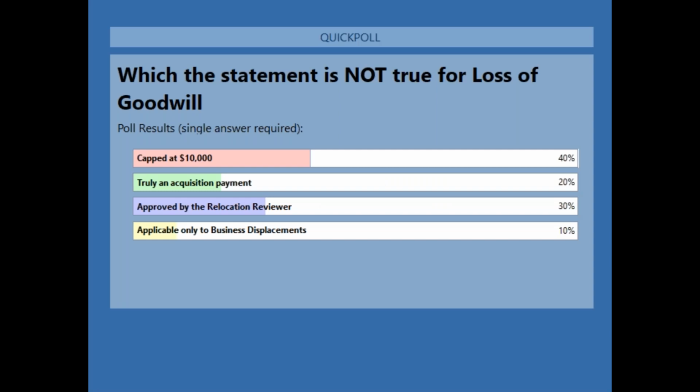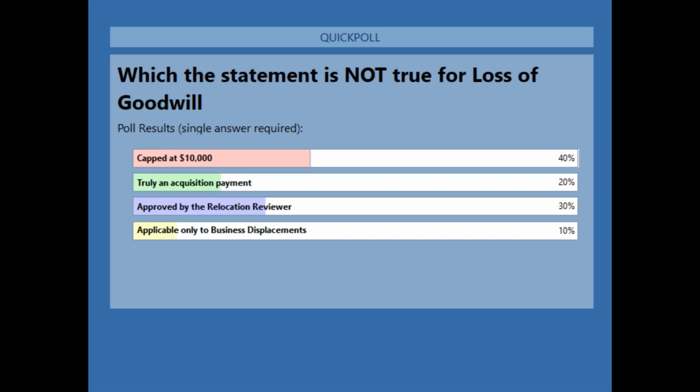Okay, and the correct answer is C. Remember, you're marking what is not true. A is true because it is capped at 10,000. B is true because it is an acquisition payment.